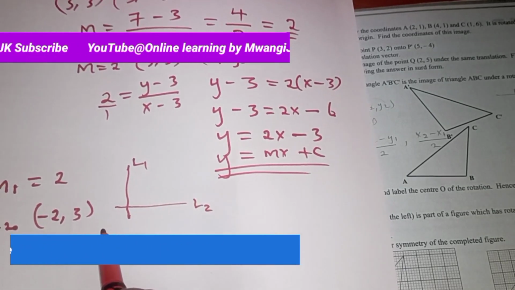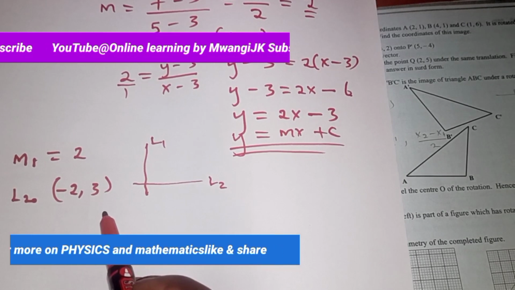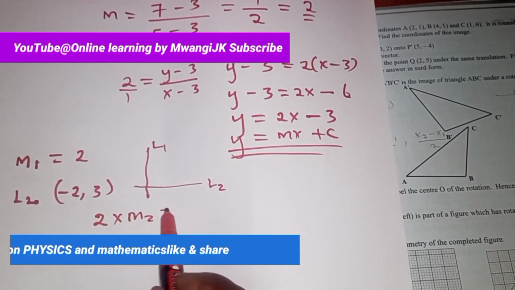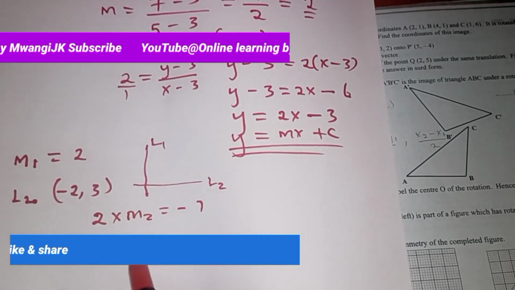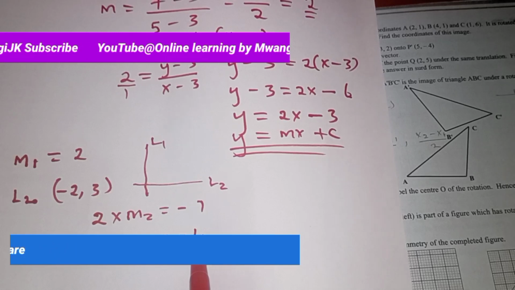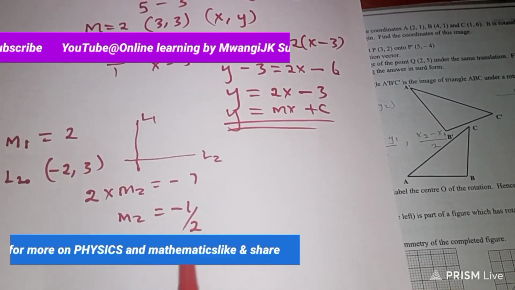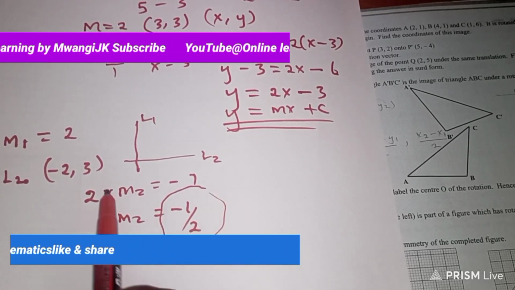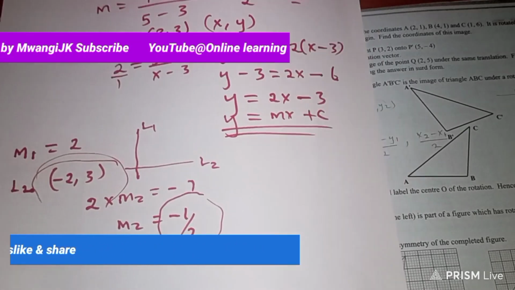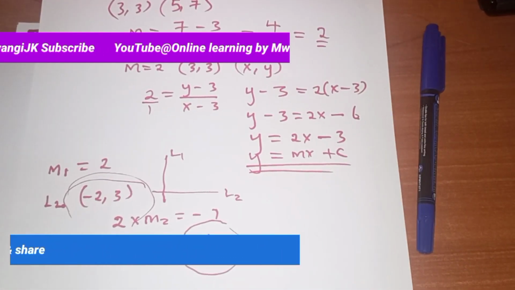So we said perpendicular lines are related in that the product of their gradients is equals to minus 1. So 2 by m2 should give us minus 1. And therefore m2 is negative 1 over 2. And then, with this gradient and this point, we can get the equation of line 2. How? That's now what we are going to do.